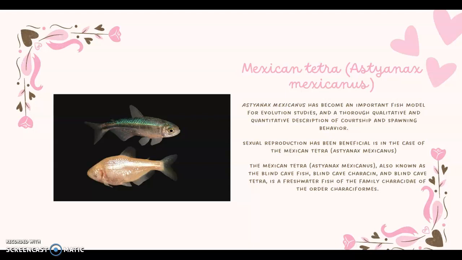Through sexual reproduction, hybrids are produced between the river and cave-dwelling fish. These hybrids have eyes, but also possess the ability to survive in the dark cave environment. The hybridization has allowed the Mexican tetra to expand its range and occupy both the river and cave habitats, providing them with increased genetic diversity and adaptability.